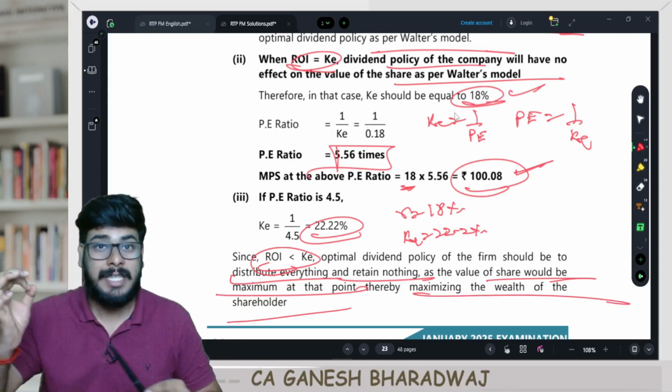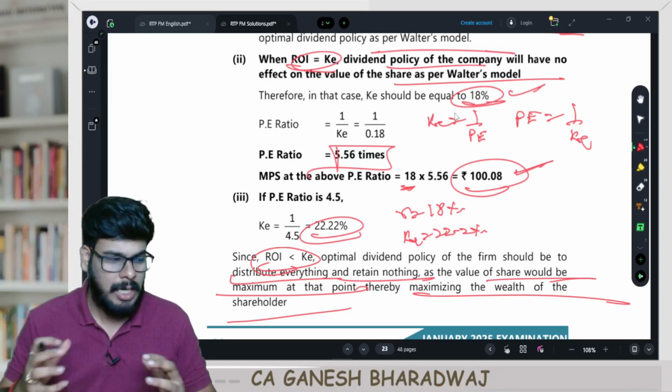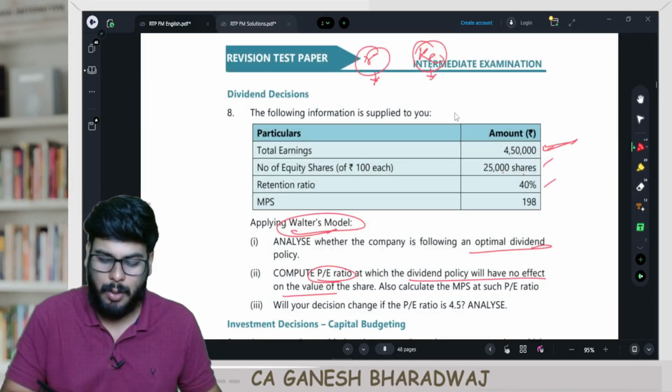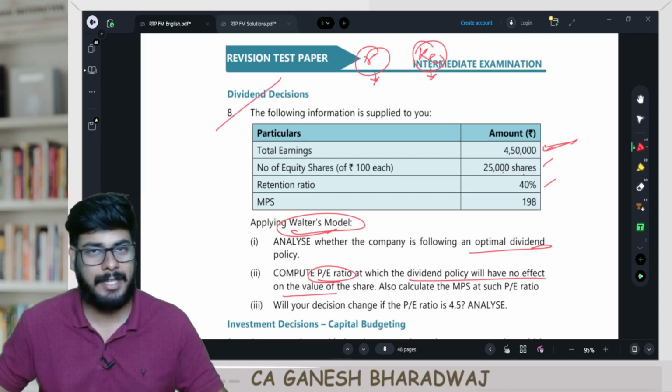Are you clear with this? This is a very logical understanding of your Walter's model. This is something that they have coined as a numerical problem and they have asked. Are you clear with this? With that, we have completed this particular question number 8 on dividend decision.